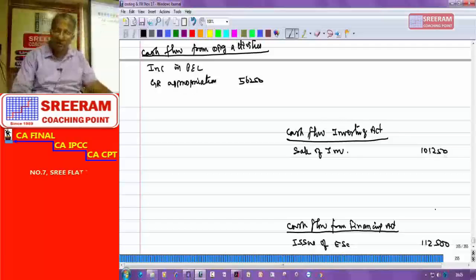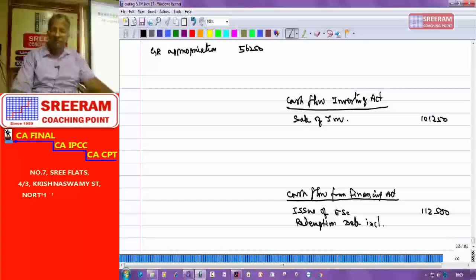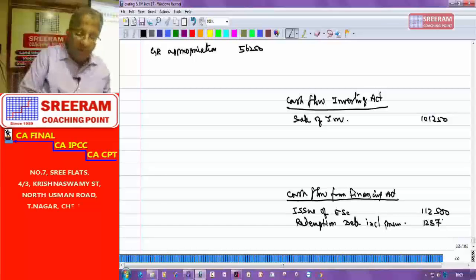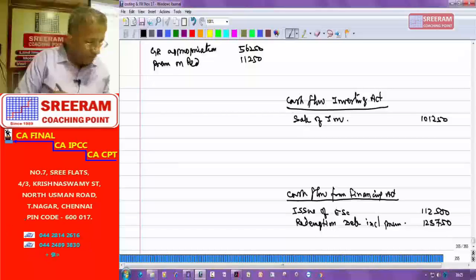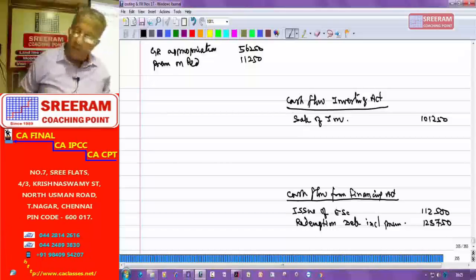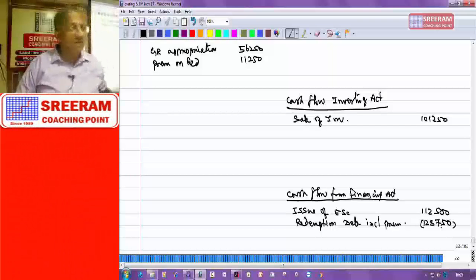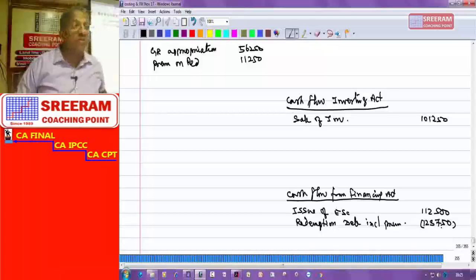Then redemption of debenture including premium 123,750. Premium on redemption how much? 11,250. Because it is shown within brackets, because it is outflow. I just waited for you as whether you are reacting properly or not. This is not an inflow but an outflow, so show within brackets.